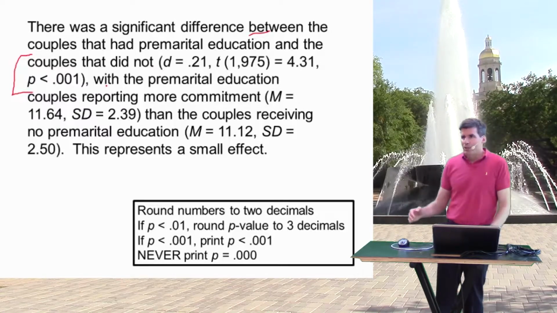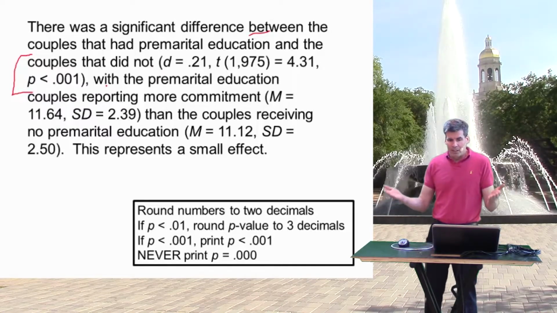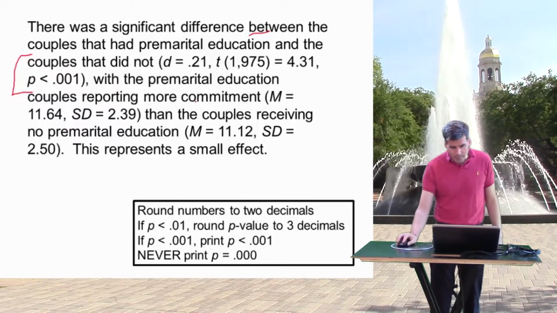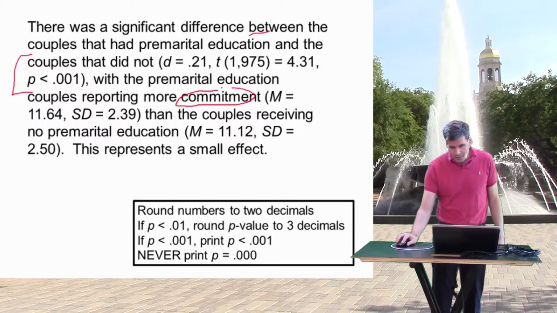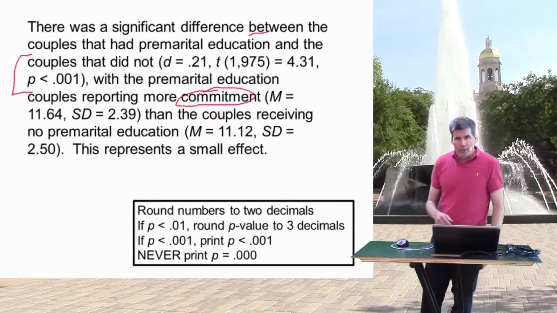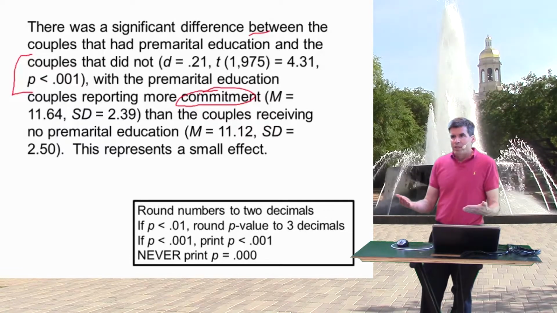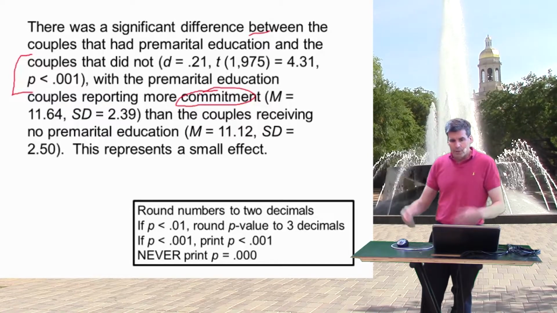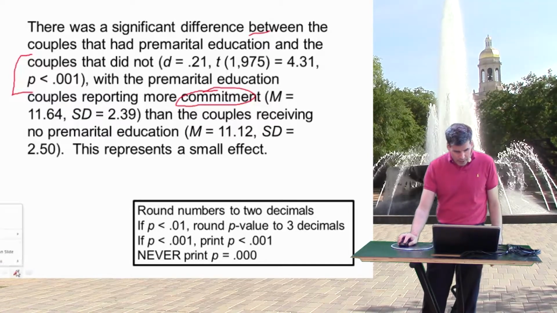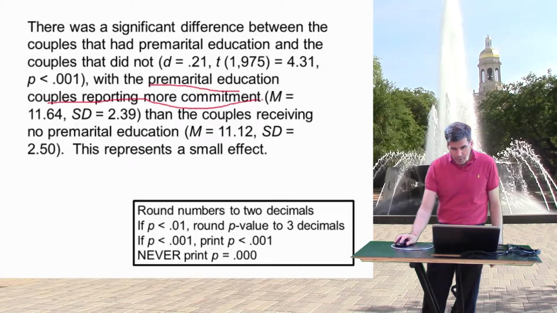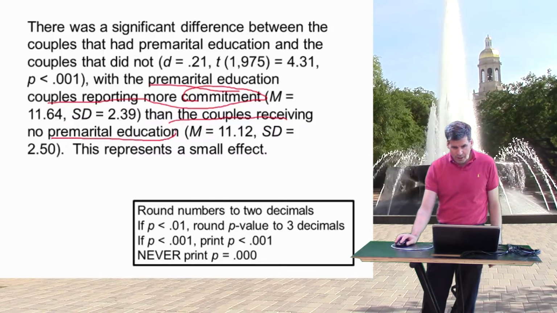But we need to tell a reader what our outcome variable is. We're looking at a difference between groups in what? We're looking at a difference between groups in commitment. That was the outcome variable, how much commitment they reported. So I want to clarify what that outcome was, and I want to tell the reader which group scored higher and which group scored lower. So the premarital education couples reported more commitment than the couples receiving no premarital education.